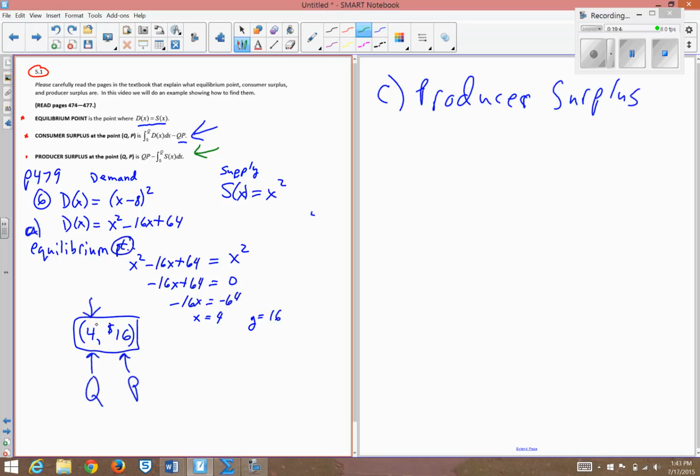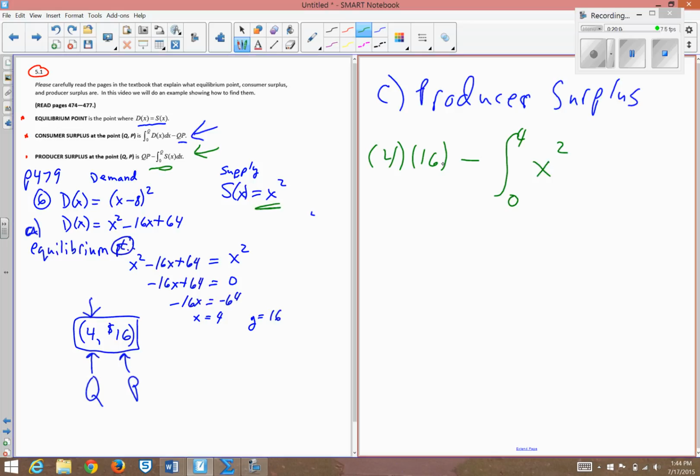So in this example, it started out with 4 times 16, q times p, minus the integral from 0 to q. That means from 0 to 4 of the S of the supply, S of x. That's right there. dx. 4 times 16 is 64, minus the integral of x squared dx is x to the third over 3. Instead of writing plus c, put a bracket with 4 and 0 attached.